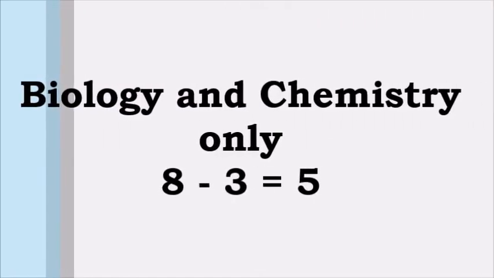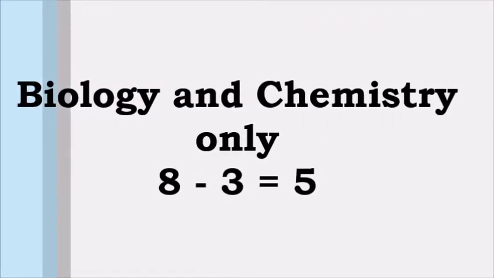Then let's go to biology and chemistry. Number of students who do biology and chemistry are 8. So to find your biology and chemistry only, you subtract the 3 from the 8 to get 5. So the 5 there is for biology and chemistry only.